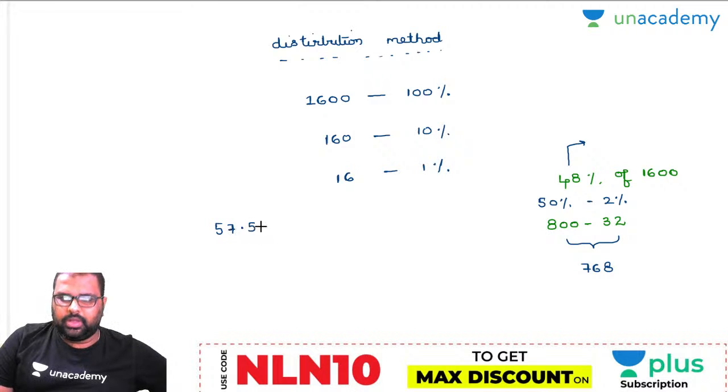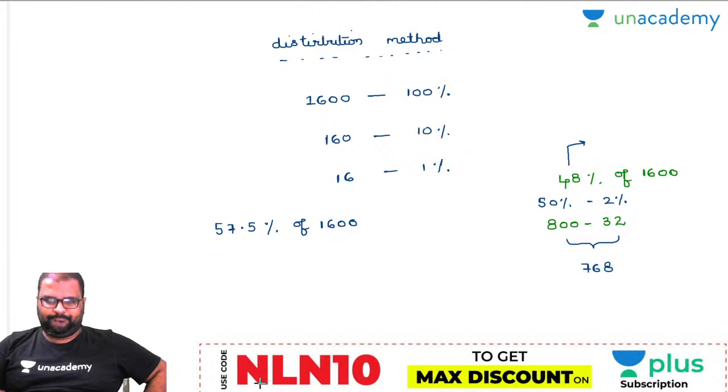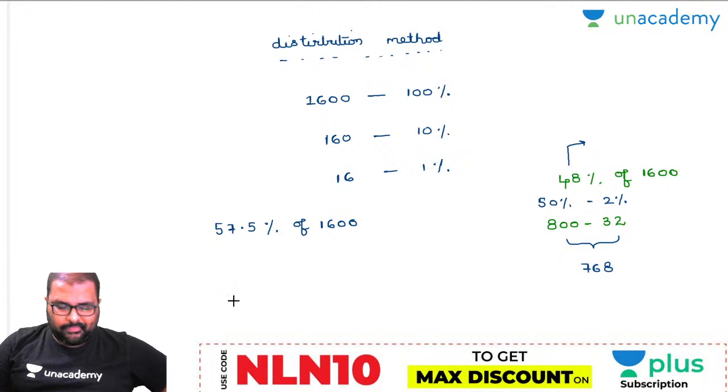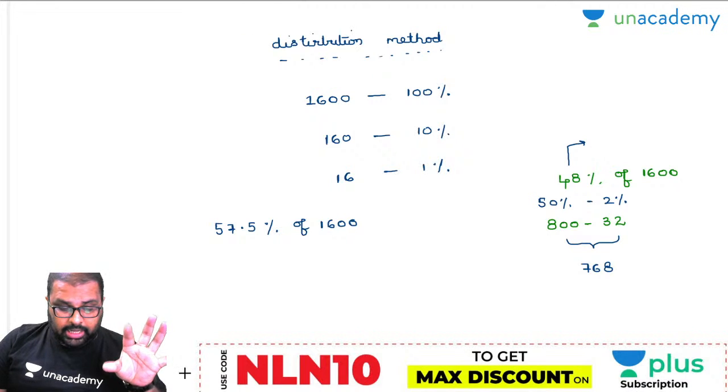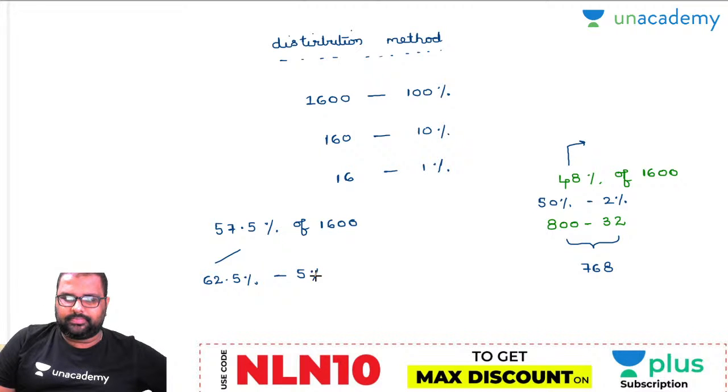Look, if I ask you like this, let me know the answer for this: 57.5% of 1600. Anybody? Can anybody answer this? Waiting for the answer. 57.5% of 1600. Now look, I will use my little bit of knowledge there. Can I break this down into 62.5% minus 5%? Yes, I can break down like this.